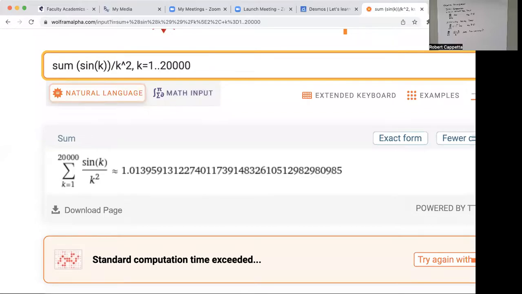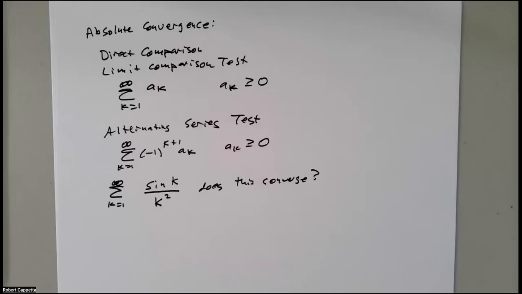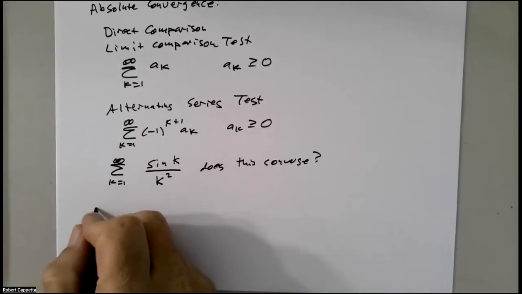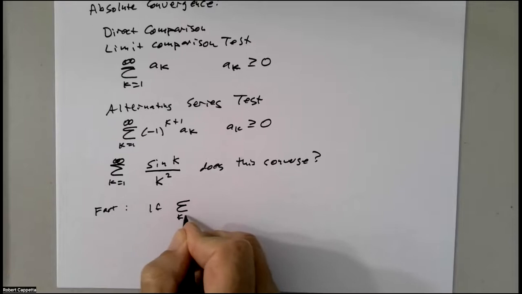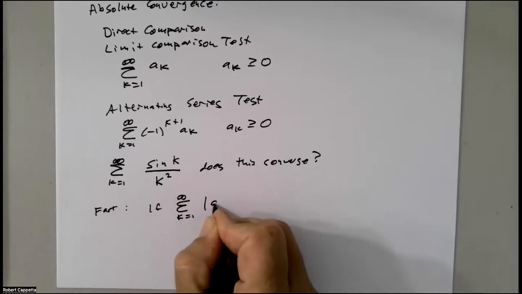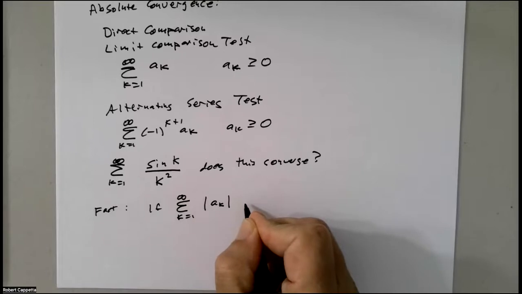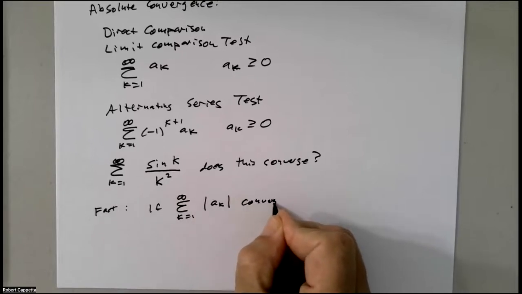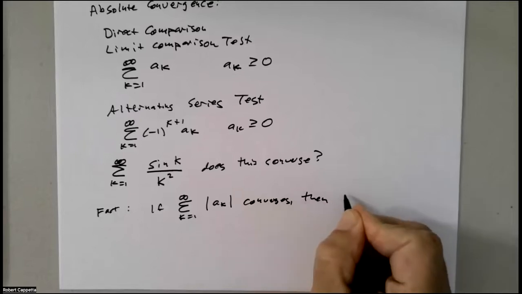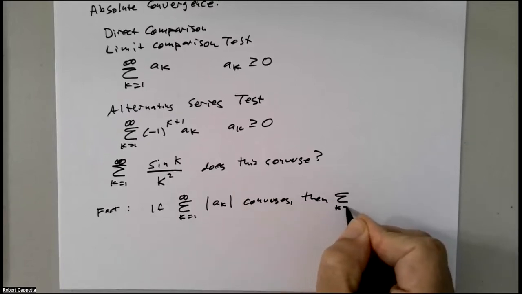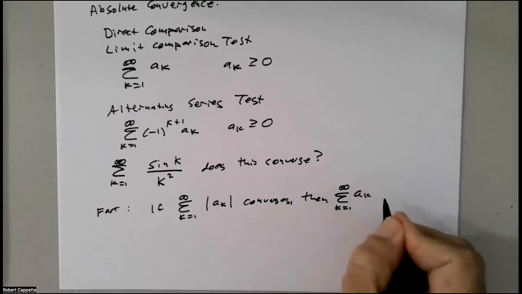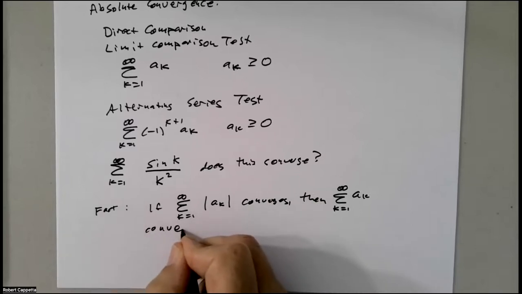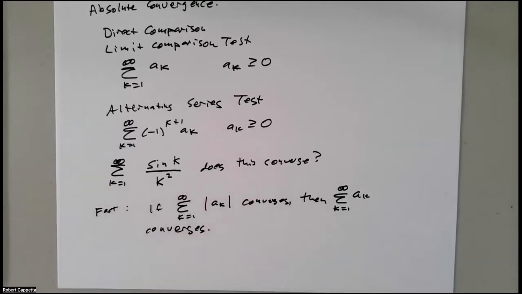Well, the idea is that if we can show that the absolute value converges, then the original series converges. So this is a nice fact. If the sum as k goes from 1 to infinity of the absolute value of a sub k converges, then the sum as k goes from 1 to infinity of a sub k converges. So we can prove that.